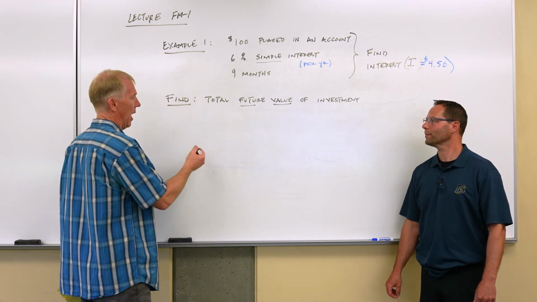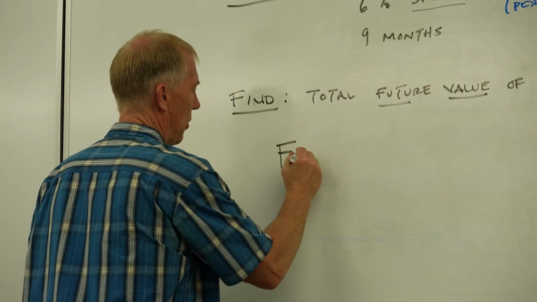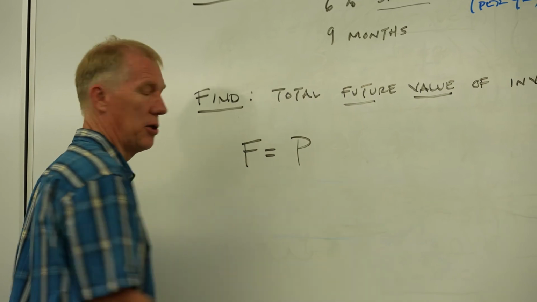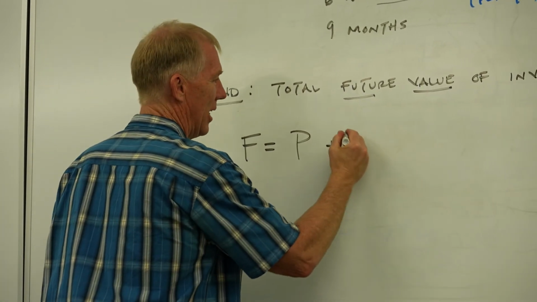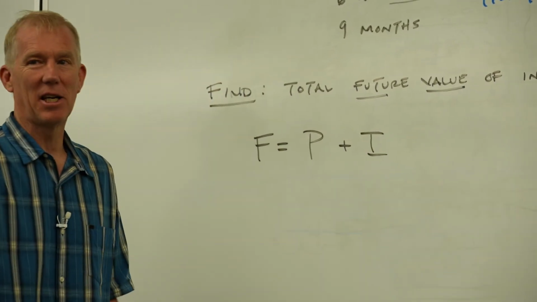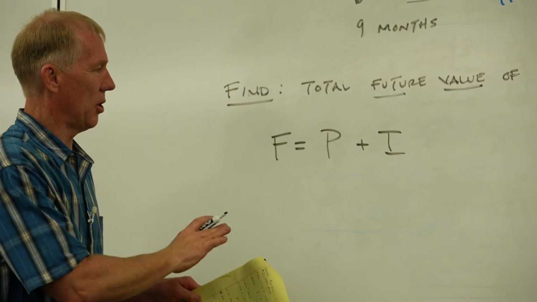So to find the future value, it's real simple. It's a simple formula. You take the principal that you started with, and you add in the interest. It's a very, very easy concept. And I want to use it, though, to illustrate something.